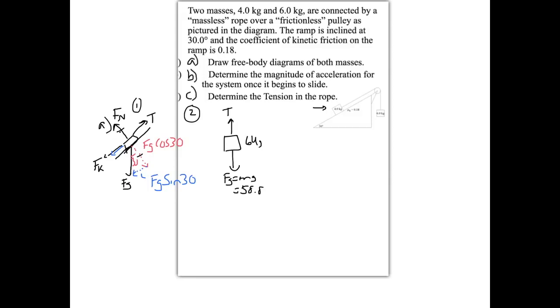Now we know the motion of this. Okay? We know it's going to go in the clockwise direction again. And we know that because this mass here is bigger than that mass there. Assuming it's moving, it's going to move in the clockwise direction. So we're done A. B. Determine the magnitude of acceleration for the system once it begins to slide.